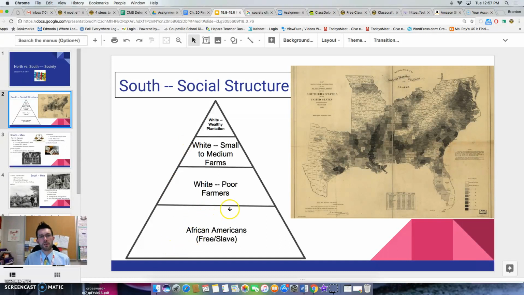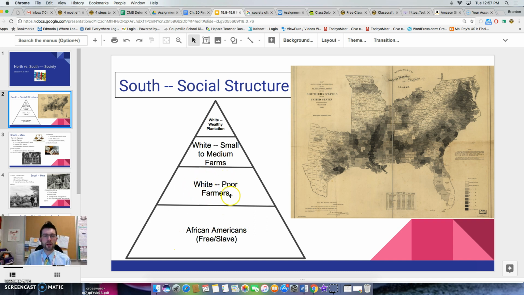On the very bottom of the society, in the minds of the people who lived in the Southern States in the 1800s, were the African Americans. Namely, those few that were free and the many, many African Americans that were slaves. They were at the very bottom, plus they made up a large portion of the population in the South.